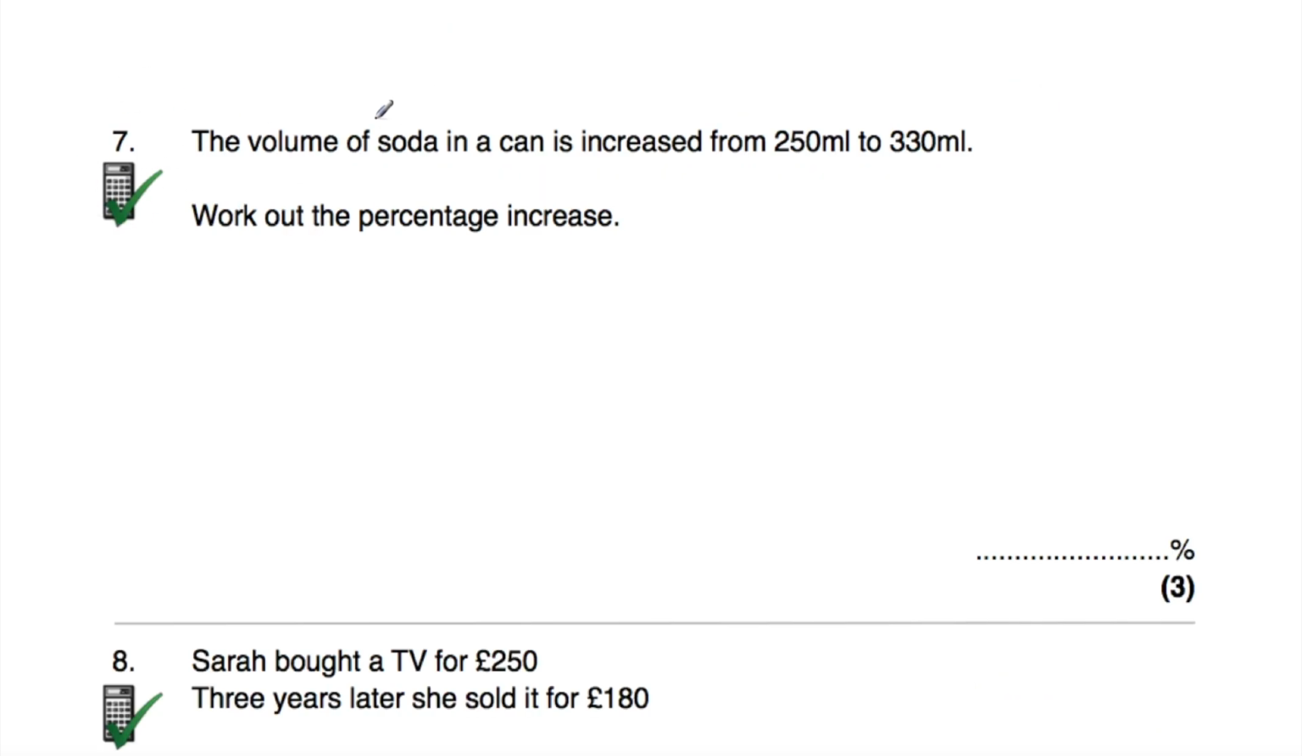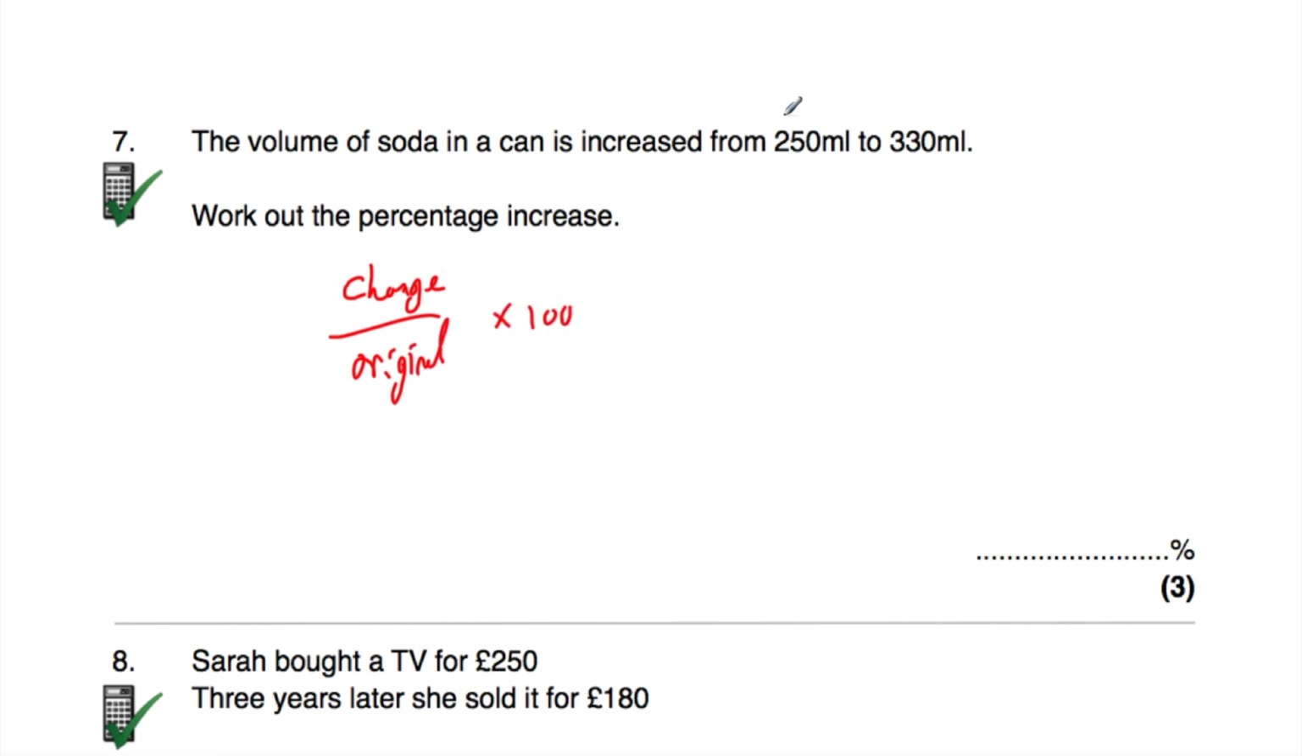Okay, let's have a look at our next question, question number 7. So question number 7 says, the volume of soda in a can, or a fizzy drink in a can, is increased from 250 millilitres to 330 millilitres. And we've been asked to work out the percentage increase. So what's the percentage increase? So remember, to find percentage increase, we're going to do change divided by original times 100.